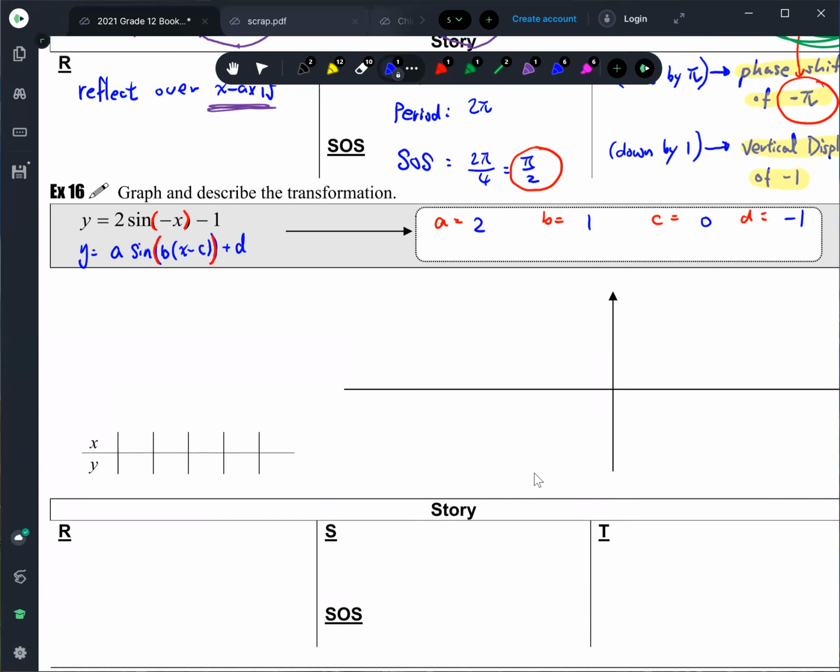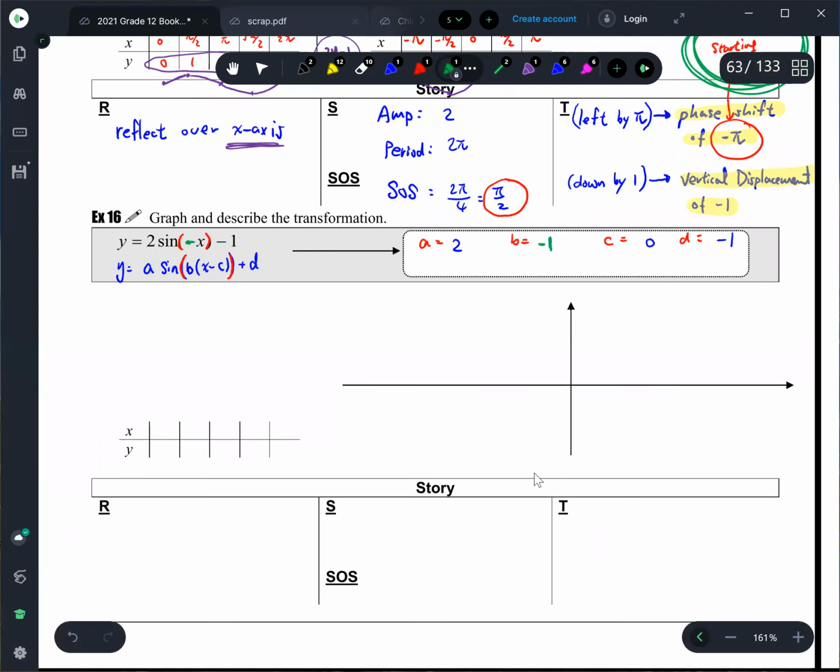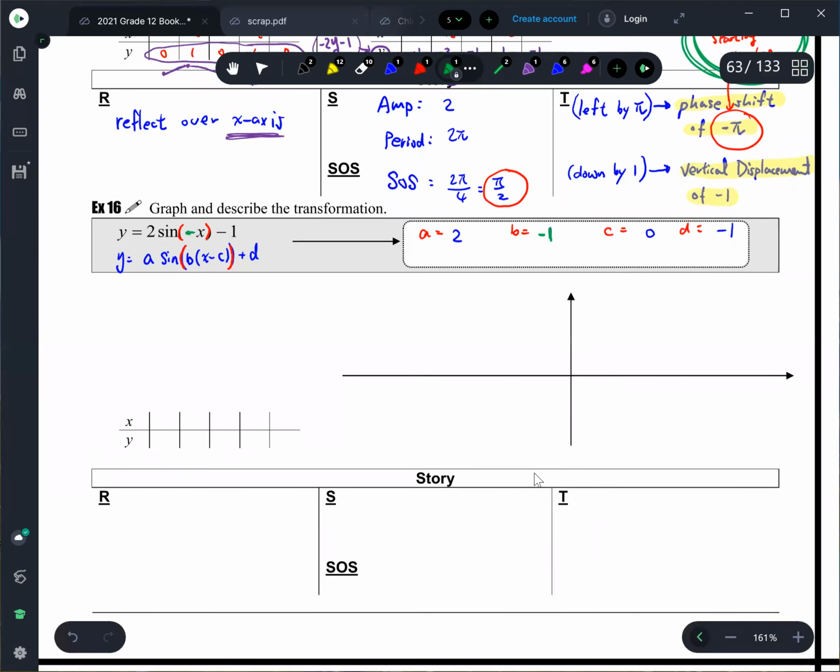So you see that in the question inside the bracket you have a negative x. So that negative is like an invisible -1. Okay, so your B should be negative. Okay, B should be -1. So this is the first time we have a negative for the B. Okay, later we'll see how it affects your graph. Now let's move on to RST.